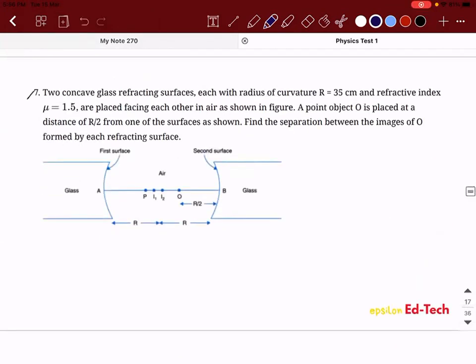So there are two concave glass refracting surfaces, each with radius r equal to 35 centimeter and refractive index equal to 1.5, placed facing each other as shown in the figure. A point object O is placed at a distance r by 2 from one of the surfaces as shown. Find the separation between the images formed by the refracting surface. So how to solve this, guys?